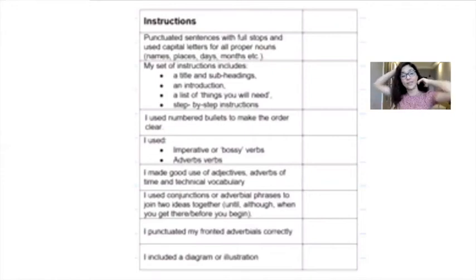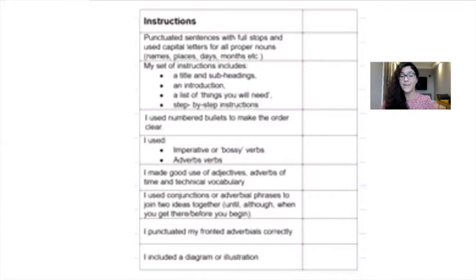You need to make sure that you have punctuated your sentences with full stops and you've used capital letters for all proper nouns. So that means the names of places, the names of people, days, months. You need to make sure that your set of instructions includes a title and subheadings, an introduction, a list of things that you will need, and step-by-step instructions.